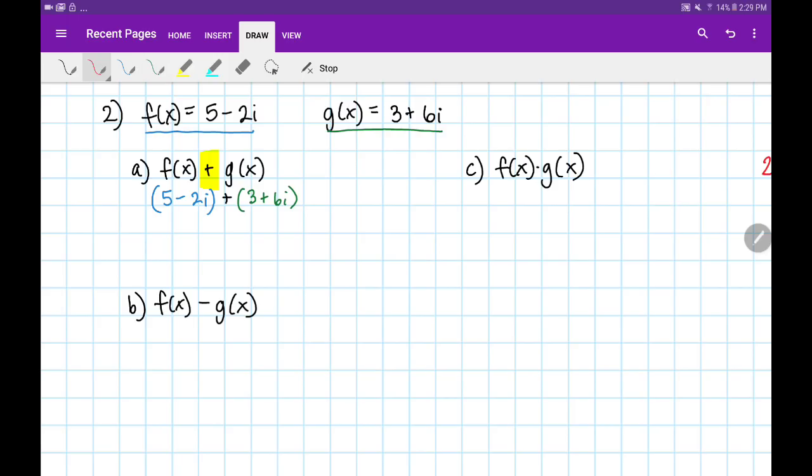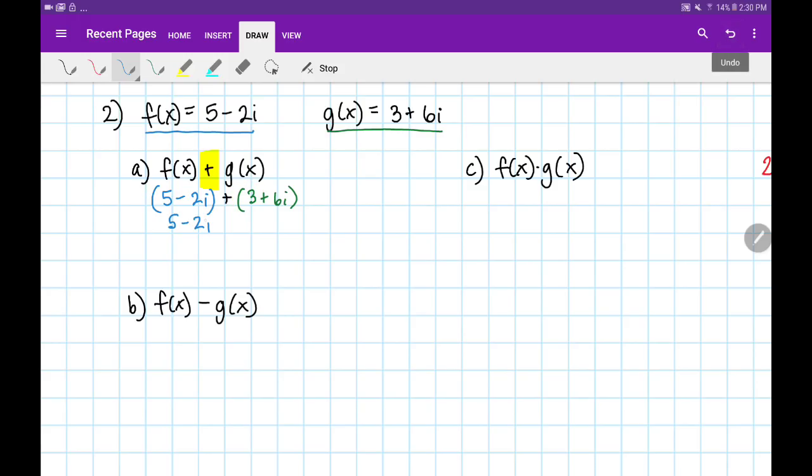So this is what I'm not going to do. I'm not going to distribute. Some of you may be tempted to do that right away because you're used to it right now. But this is saying to add. So all we're going to do is bring down our parentheses because there's nothing to distribute in here, and there's just a positive 1, so there's really nothing that's going to change there.